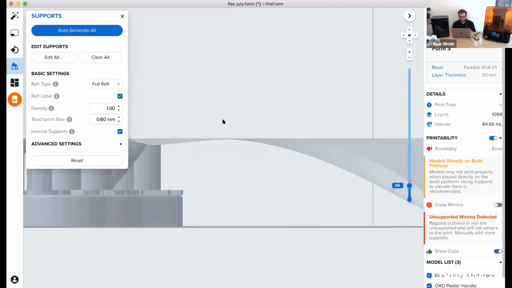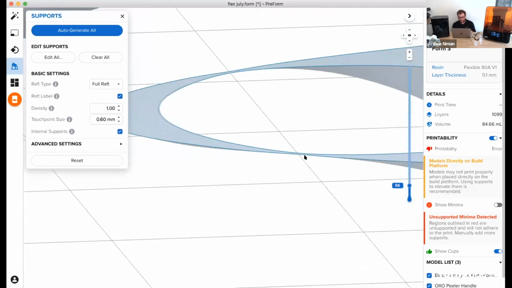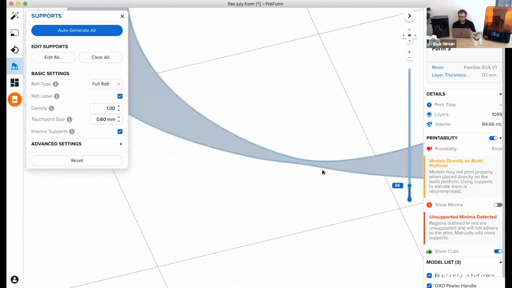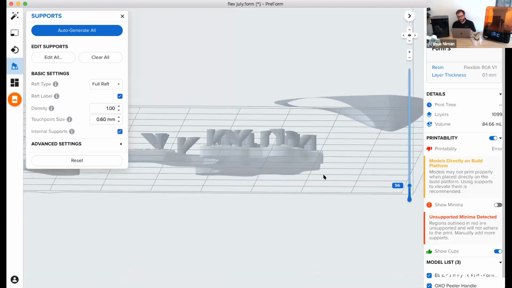So, look at that. Do we like this? That's 100 microns tall and probably only a little bit wider. Do we feel comfortable that at layer 56, when the printer peels, it's not going to pull this up and cause a separation here or cause a layer shift or cause something else to happen? I don't personally feel confident.